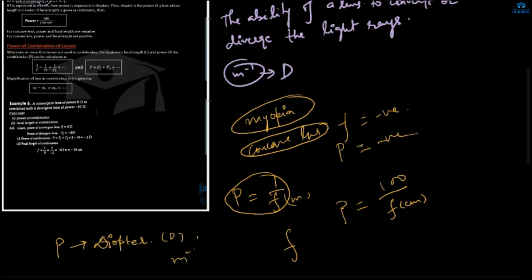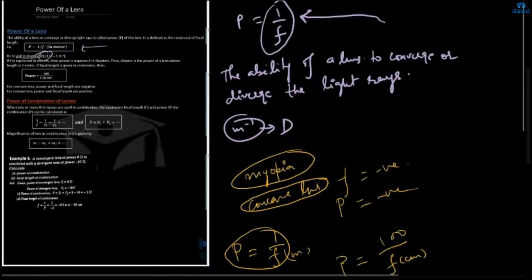Diopter is meter inverse. The power of a lens is nothing but the ability of a lens to converge or diverge light rays. It can also be defined as the reciprocal of focal length. Reciprocal of focal length.